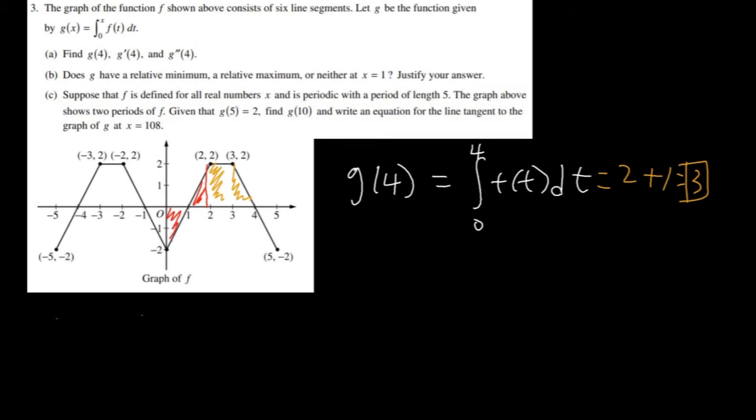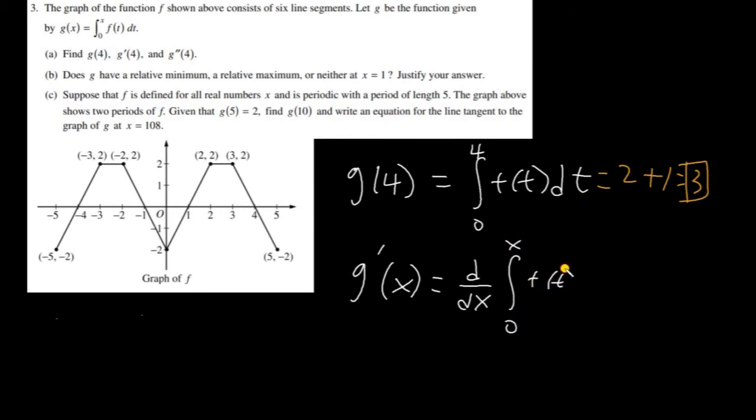Okay, next, for g prime of 4, first let's just look at g prime of x and notice that it's the derivative with respect to x of the integral from 0 to x of f of t dt. And now according to the fundamental theorem of calculus, this is equal to f of x. This whole thing here is equal to f of x by the fundamental theorem of calculus.